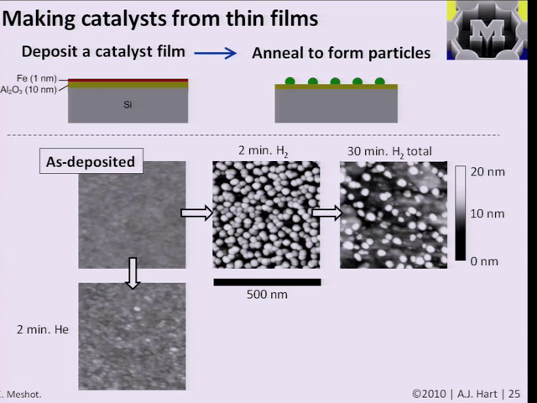For example, we start out with a silicon wafer and deposit a stack of thin films, a layer of alumina that's about 10 nanometers thick, and a layer of iron that's about 1 nanometer thick. And then when we anneal that in hydrogen, it basically changes the surface energy between the iron and the alumina, and we go from having a thin film of iron to having particles on the substrate. And then if we, after this step of annealing it in hydrogen, introduce the precursor gas, such as ethylene, for growing the nanotubes, we can then grow the nanotube forest upward like so.